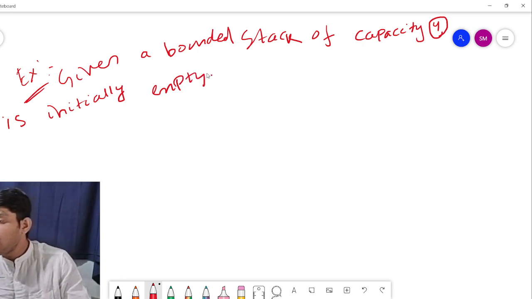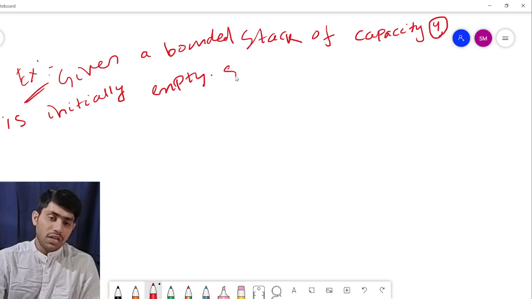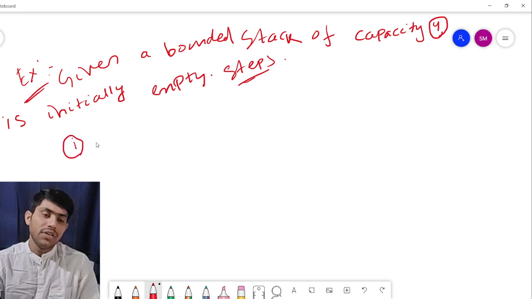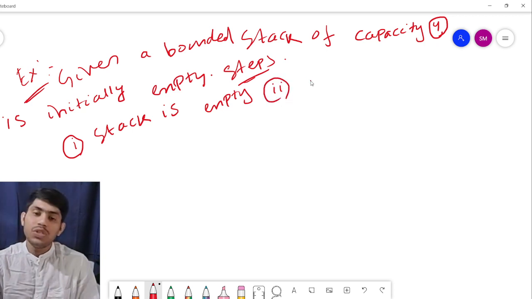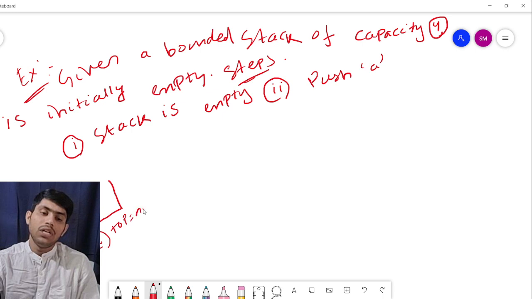Now draw a picture of the stack after each of the following steps. They have given some steps, and based on the steps we'll make the stack. First step, stack is empty. Second step, push A. First step, stack is empty means nothing will be there. Top equal to none, as we already did.